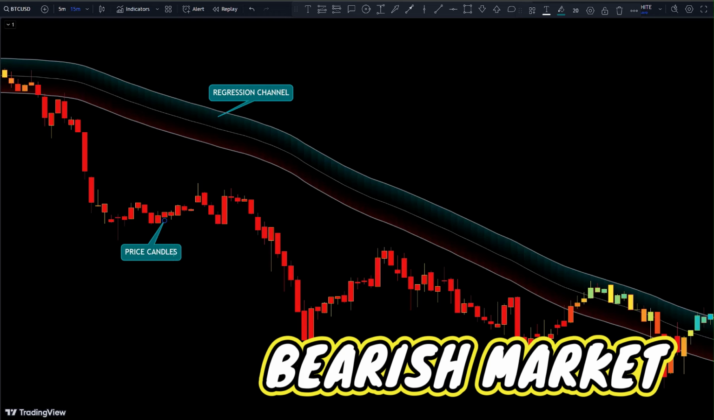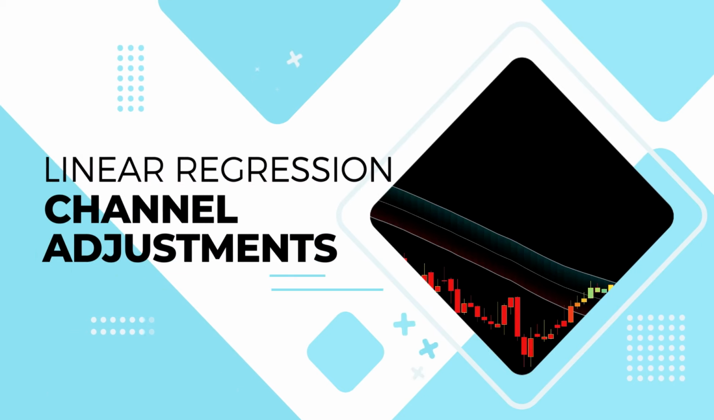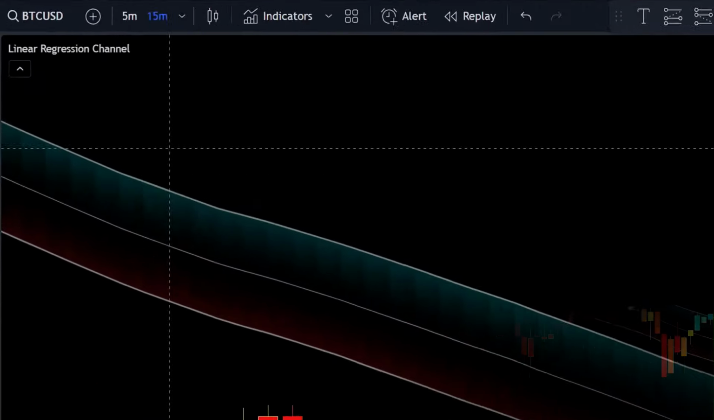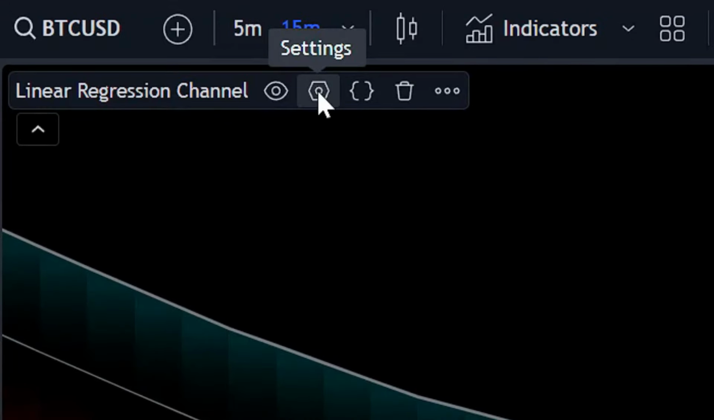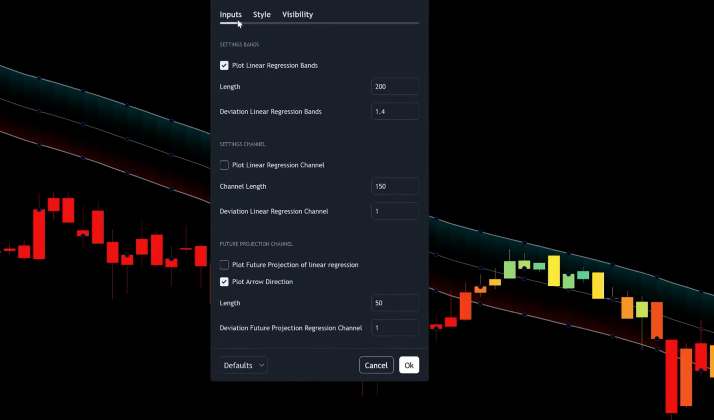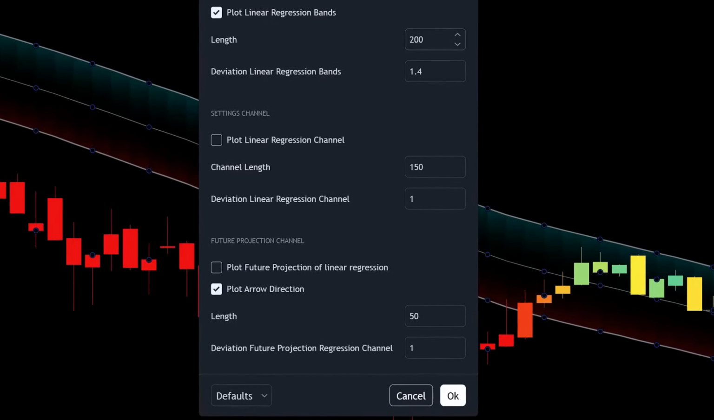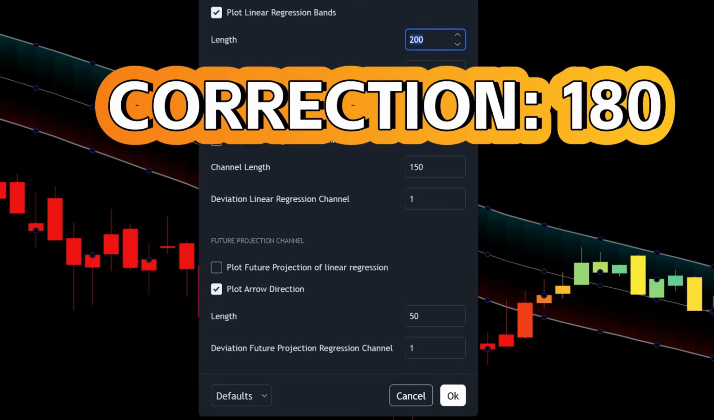But before we dive into using this strategy, we need to tweak a couple of settings in the indicator window. It's super easy, just follow along. First, head over to the Inputs tab. We're going to adjust the length setting to 100. This will smooth out the lines on the chart, giving us a clearer picture of the trend.